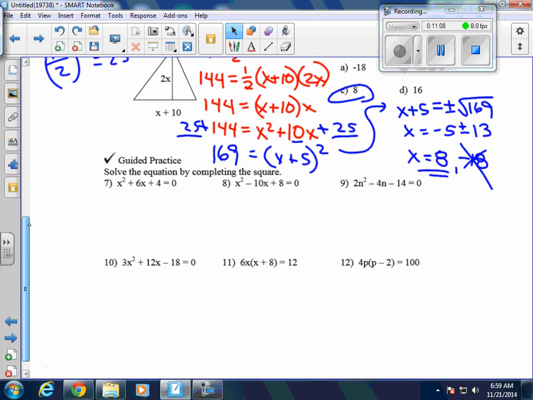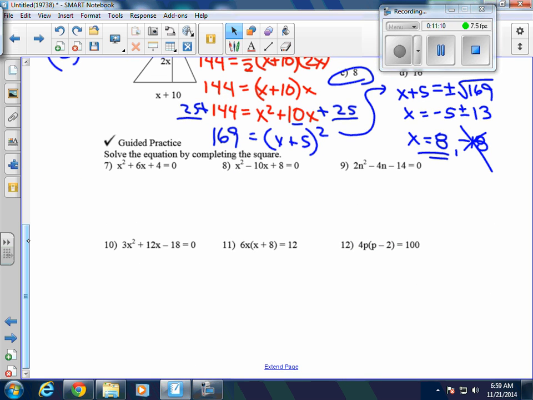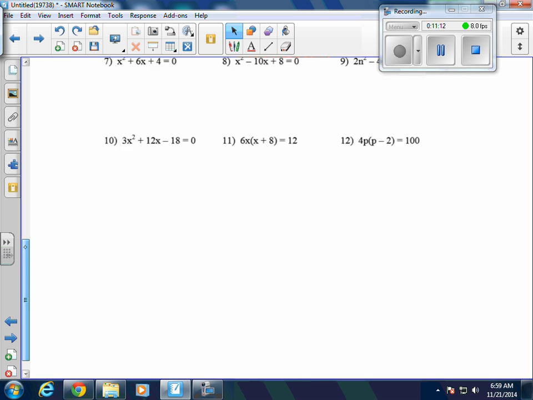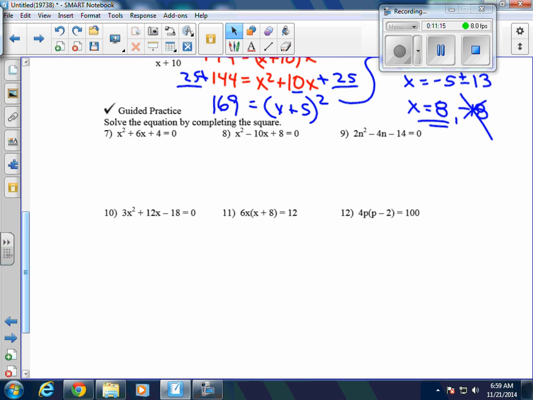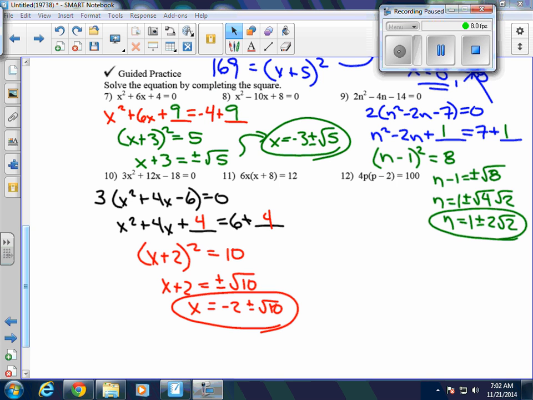So let's try a couple of these guided practice problems. Let's go with questions. Let's try 7, 9, and 10. All right, so try 7, 9, and 10. There are the answers for 7, 9, and 10.